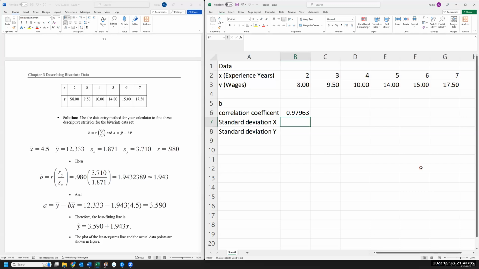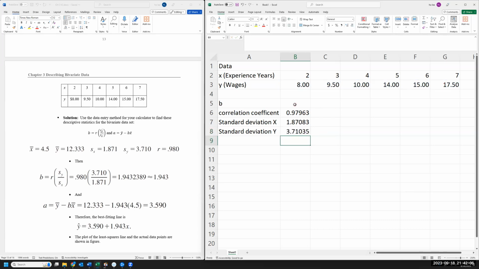Standard deviation of x, the formula is equal to STDEV dot, and this is a sample, so we're going to do S for sample, open parentheses, put in your x's, 2, 3, 4, 5, 6, 7, close parentheses. For your y's, STDEV dot S, open parentheses, put in all your data, close parentheses, enter.